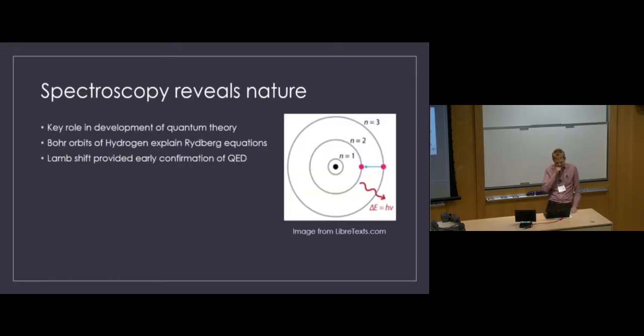So I want to talk to you today about spectroscopy. This is kind of the only thing I've ever done in life. You all know that spectroscopy played a key role in development of quantum theory, quantum 1.0 as it was called, right? Bohr famously came along and explained the spectra that were very precisely measured, but up until then hadn't really been understood. And somewhat later, the Lamb shift provided an early confirmation of QED in the late 40s.